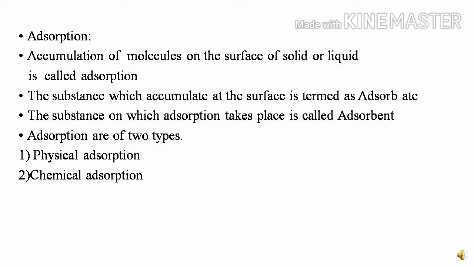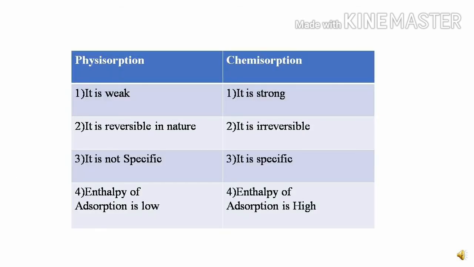Adsorption is classified into two categories. They are physical adsorption and chemical adsorption. Now, let us try to understand the difference between physical adsorption and chemical adsorption, or physisorption and chemisorption. In case of physical adsorption, between adsorbate and adsorbent there exists a weak van der Waals force, so physical adsorption is weak, whereas in chemical adsorption, between adsorbate and adsorbent there exists a chemical bond, so chemical adsorption is strong.